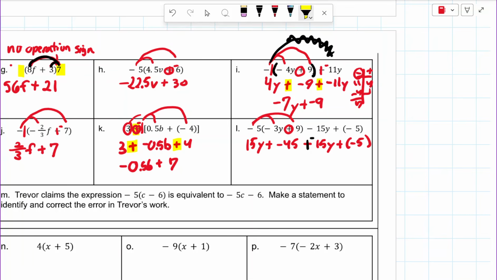And now we have all addition signs, and so now we can add out of order. Let's go ahead and put this 15y together with the negative 15y. Well, that would give you 0y, and those are gone. So then what's left over? 2 constants, negative 45 and negative 5. Well, negative 45 and negative 5 together is negative 50.